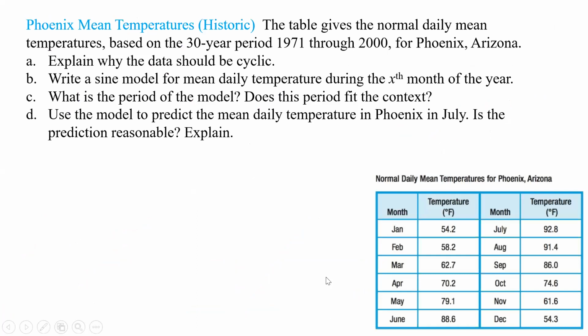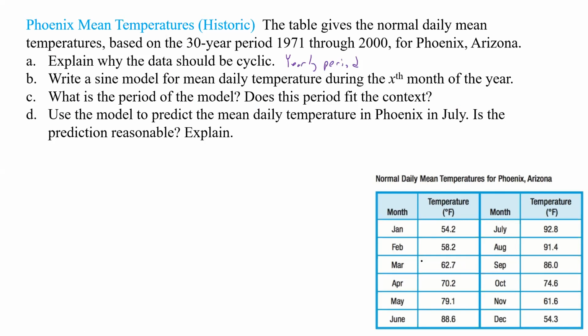All right, so the next one here is going to be modeling. So we're going back to modeling, and it says the table gives the normal daily mean temperature based on a 30-year period, 1971 through 2000, for Phoenix, Arizona. Explain why the data should be cyclic. Well, that one's pretty easy, because every year you're going to have January through December, and then next year is going to go January through December, and so it's a yearly period. Basically, every 12 months is going to be the period.